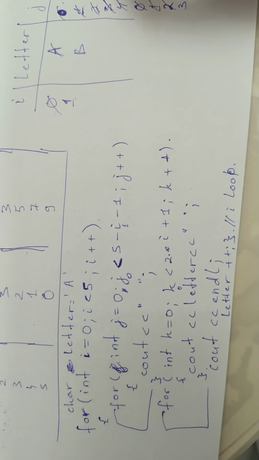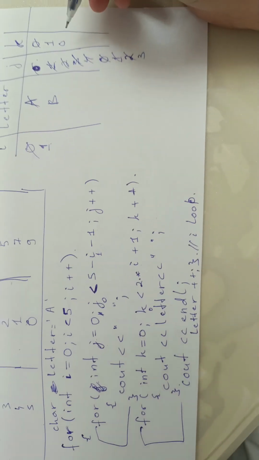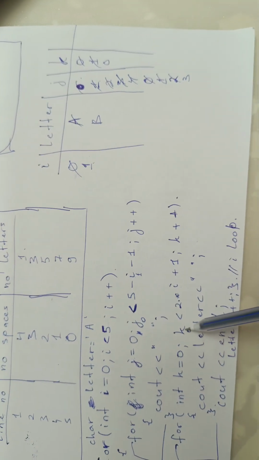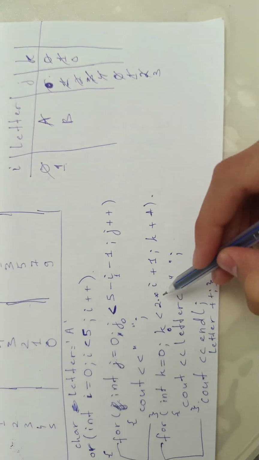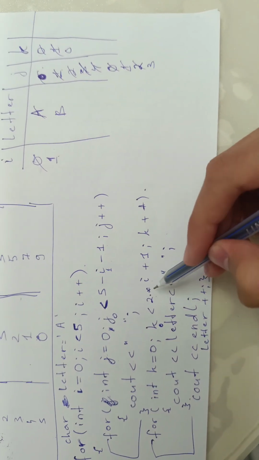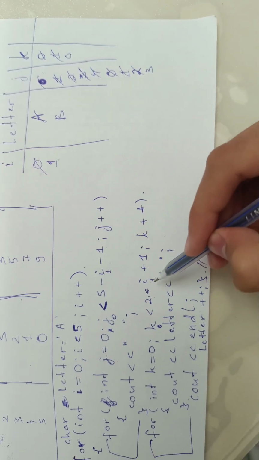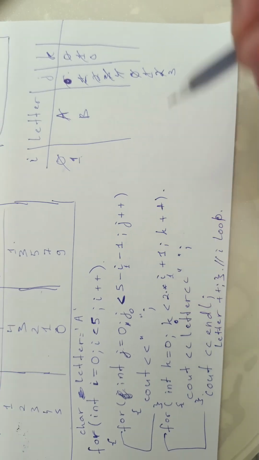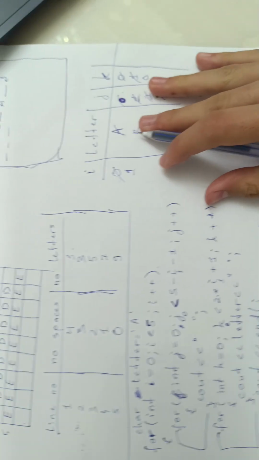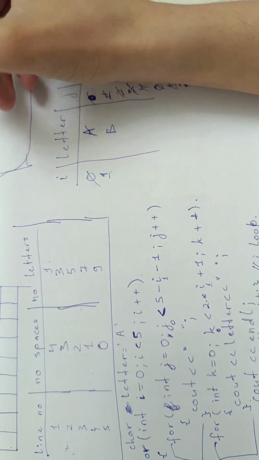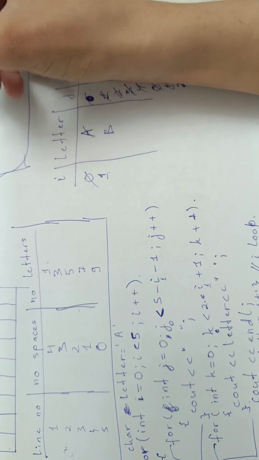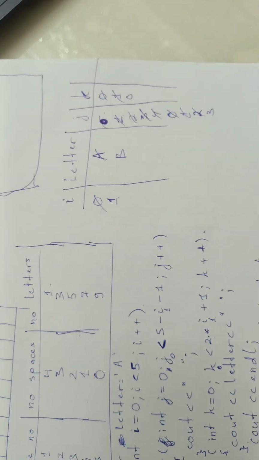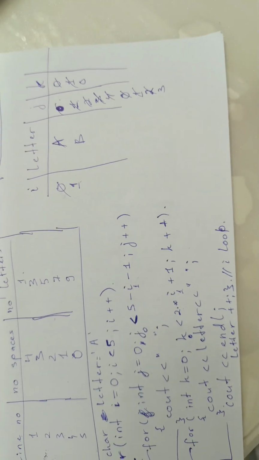K goes back to 0. It checks 0 again, and 2 multiplied by 1 plus 1 means 3. 0 is less than 3, so there will be B printed out and 1 space.